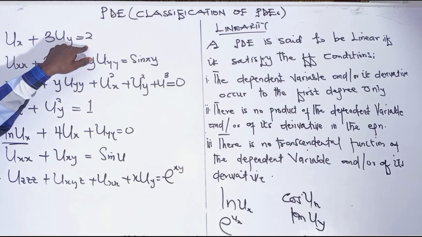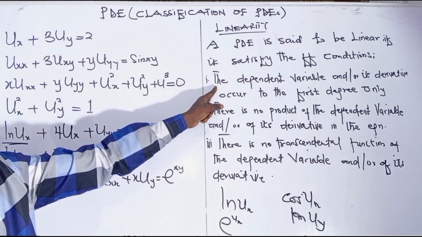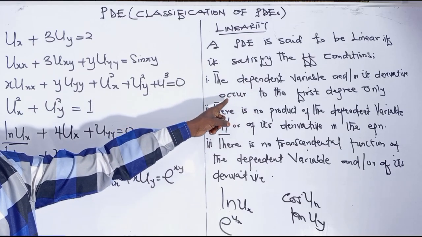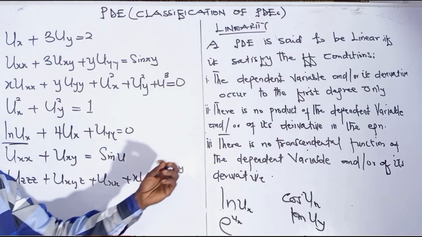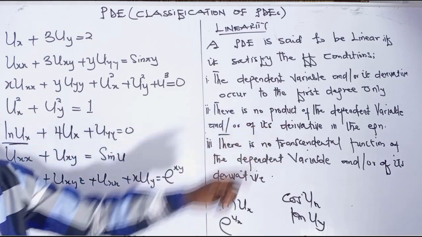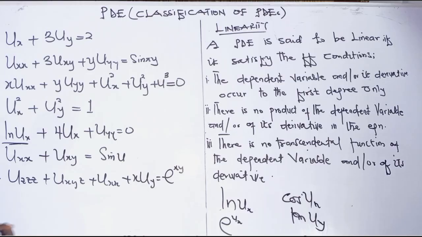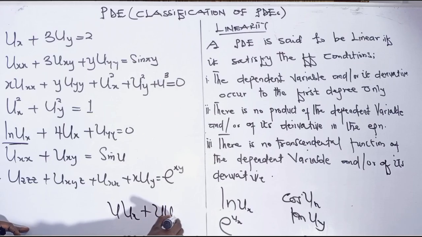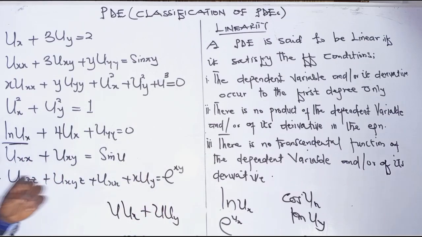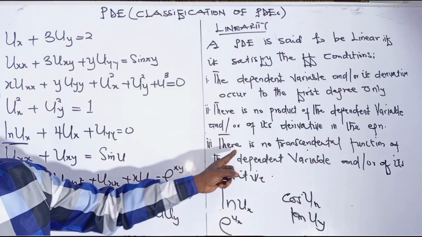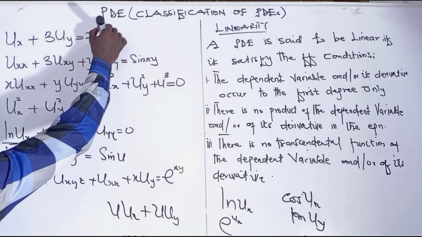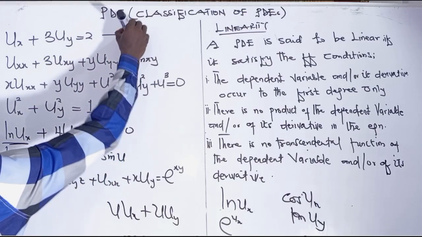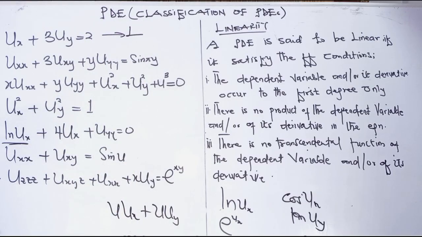ux plus 3uy is equal to 2. So you can see that the first condition is satisfied. The dependent variable and its derivative occur to the first degree only. The second condition too, there is no product of the dependent variable and its derivative. There's nothing like u ux or u uy in the equation. So the second condition is also satisfied. Then let's look at the third one. There is no transcendental function. So this PDE is what? A linear PDE. Very, very easy to identify them.